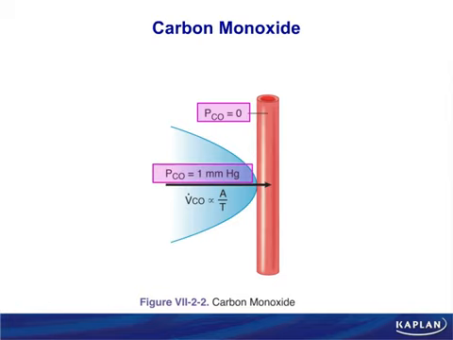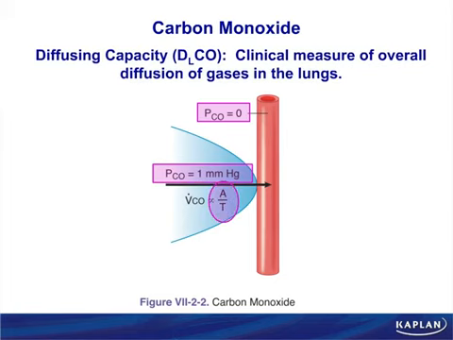Okay? This uptake of carbon monoxide is your clinical measure of the overall diffusion of gases in the lung. So we know carbon monoxide is dangerous, but we use just a little, and therefore we can calculate carbon monoxide uptake, and we know that it will be proportional to the area over the thickness. Fick's law of diffusion. So again, your clinical marker of diffusing properties of the respiratory system.